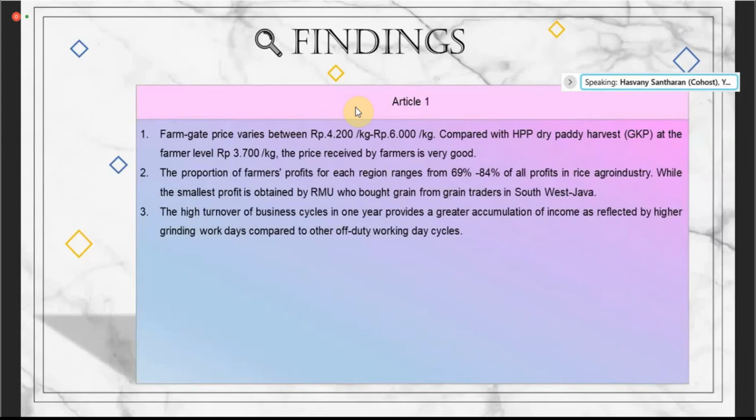So through these methods, the researcher managed to solve the problem.